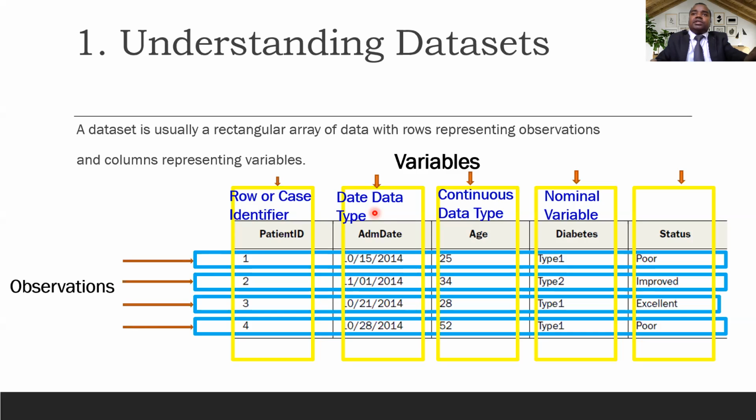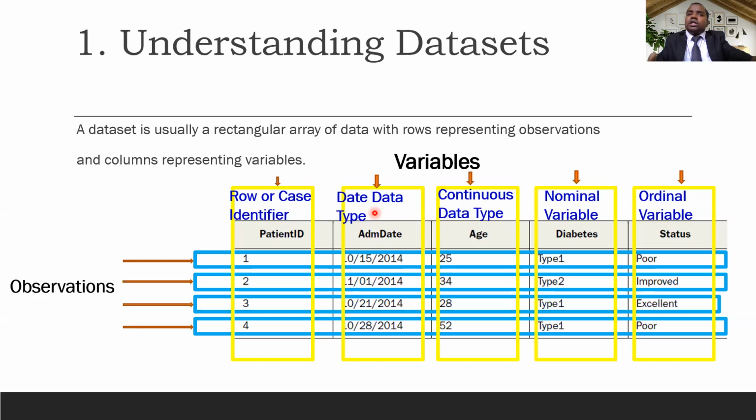Then diabetes and status. These are known as your nominal variable and ordinal variable. What is a nominal variable? Nominal and ordinal variables are actually categorical variables. In nominal data type, here you can see diabetes type 1 and type 2. These are not having any order. But in ordinal variable, you can see poor, improved, excellent. So there is an order.